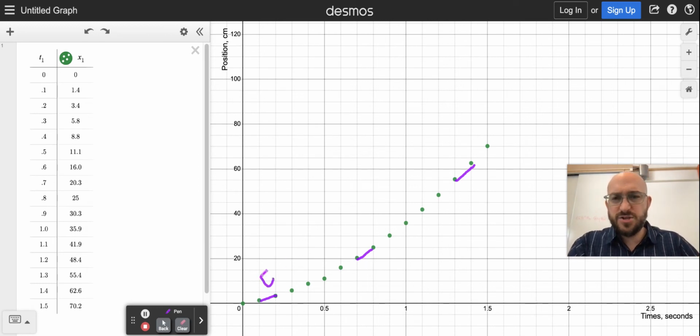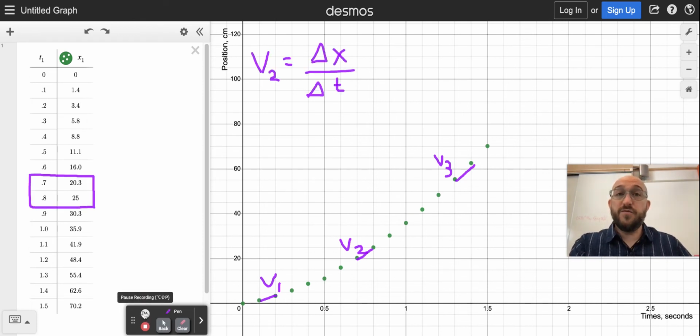So let's go ahead and just name this one V1. We're going to name this one V2. And this one, finally, V3. I'm going to go ahead and show you how to do the math for V2, but you're on your own for all 3 using your data.